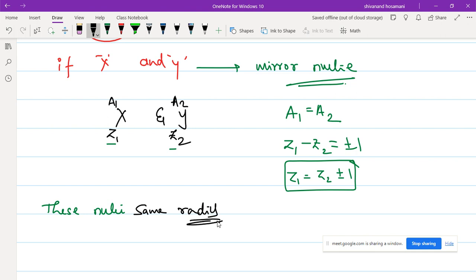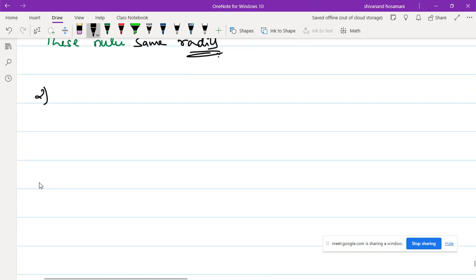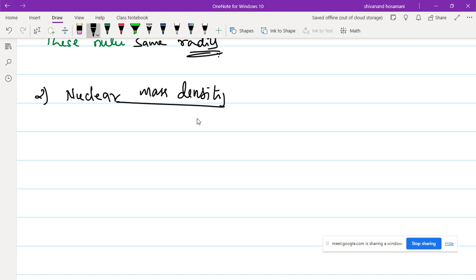Next, the concept is nuclear mass density. Just quickly, I am going to revise all the concepts that we discussed 2-3 days back. So how do we define nuclear mass density? Generally, nuclear mass density is given by rho equal to mass divided by volume, right?